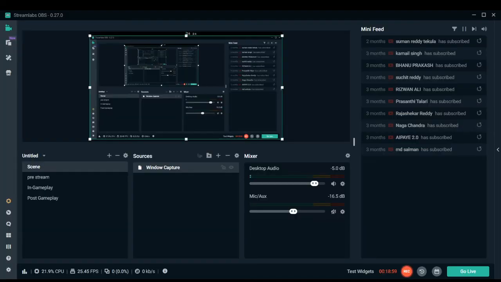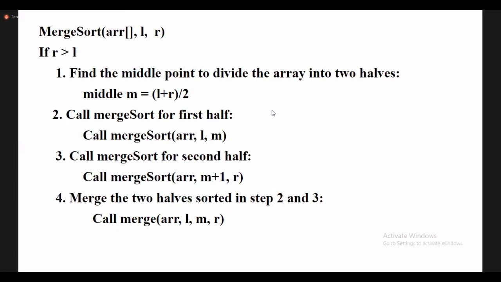Okay, I will show the algorithm part. The first step is to find the middle point. Next, call the merge sort from left up to the middle point. Second, again call the merge sort from middle point plus 1 to the right side. Next, apply the merge of the two parts. Okay, I will explain in detail with one more example.